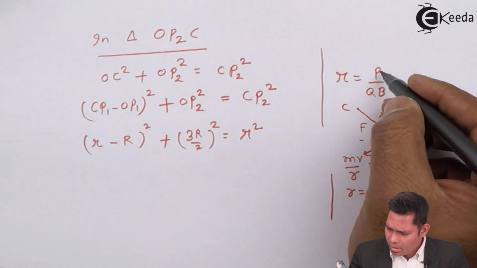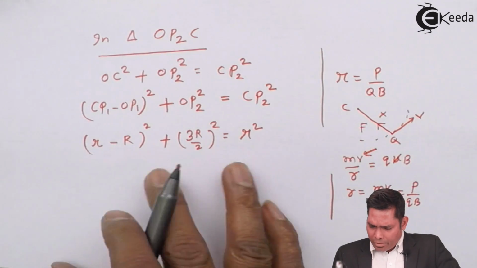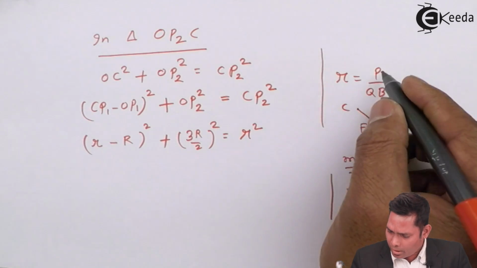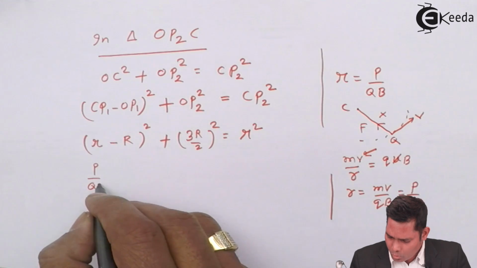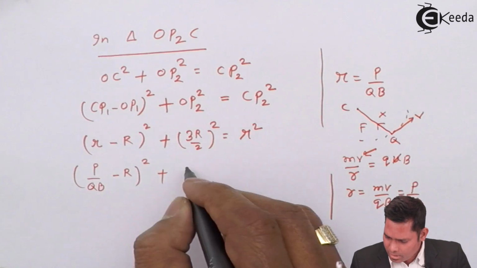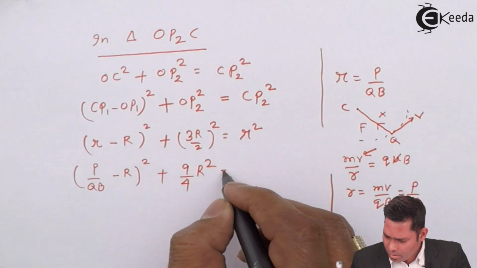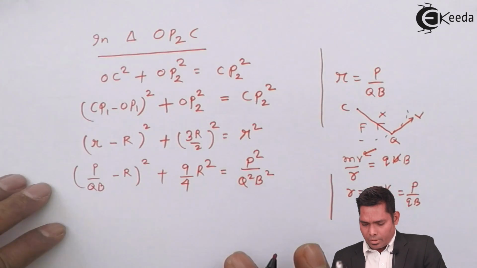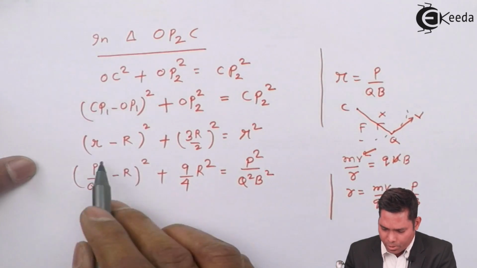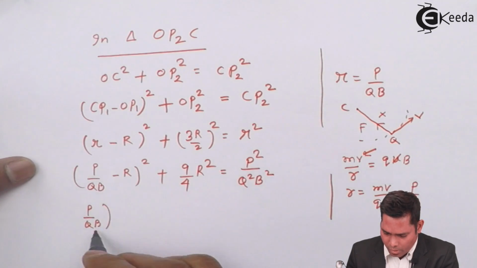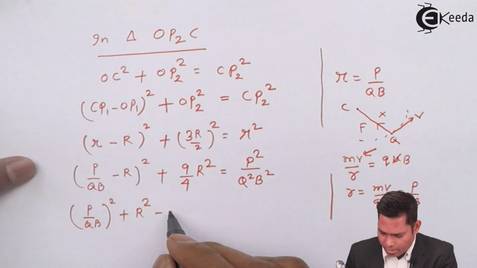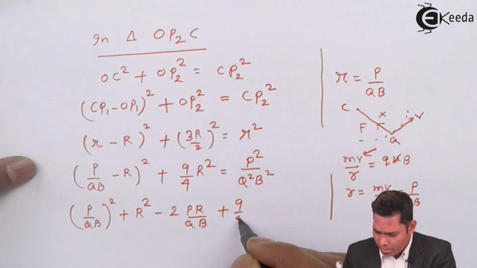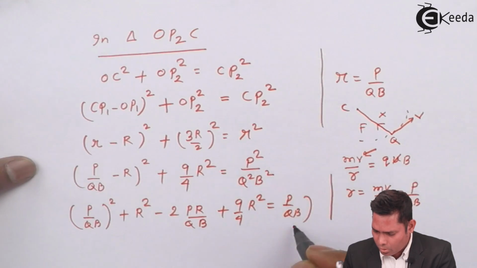Now r is p upon QB. That we will arrange and put in afterwards also. So let us first arrange this, or you can put r as p upon QB: p upon QB minus R the whole square plus 9 by 4 R square equals p square divided by Q square B square. Next we'll simplify this expression, that is p upon QB the whole square plus R square minus 2pR upon QB plus 9 by 4 R square is p upon QB the whole square.